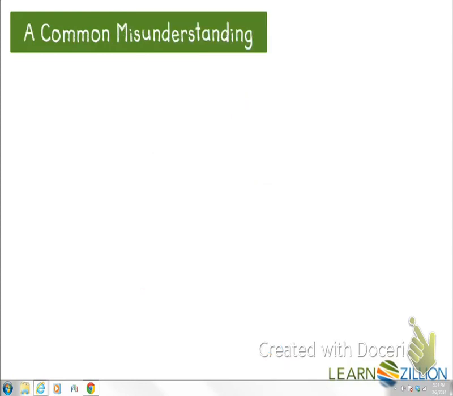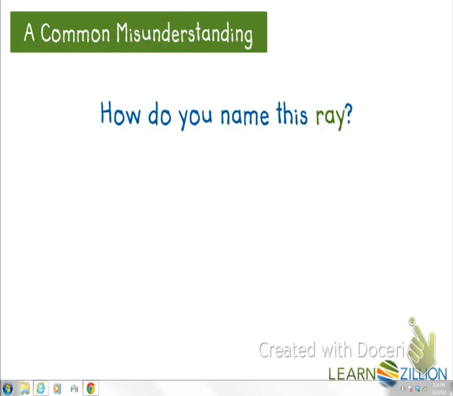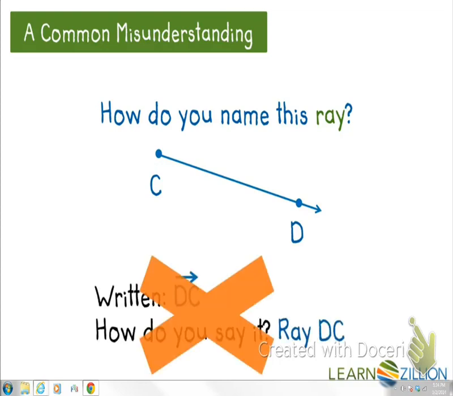Let's look at a common misunderstanding when it comes to rays. Sometimes when students are writing the name of an angle or ray, they start with whatever letter they decide. So it's important to understand that when writing the name of a ray, we know that it has one endpoint and continues in one direction. So when we name a ray, we start with the endpoint and then the other point. So C is our endpoint, so C would go first, and then we would have D, CD. Ray CD. Let's continue.